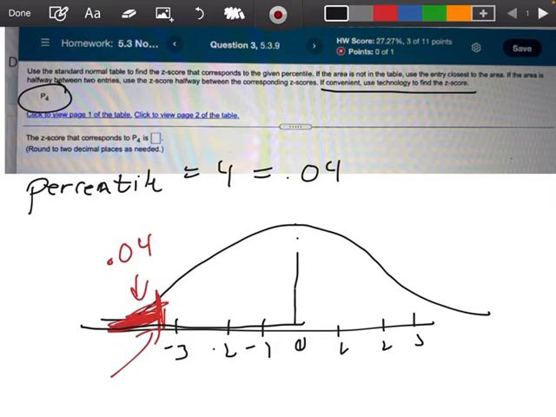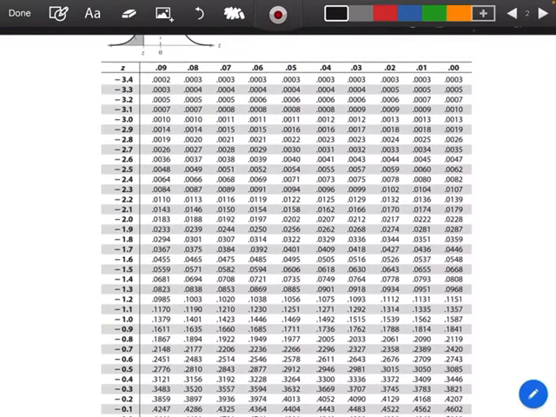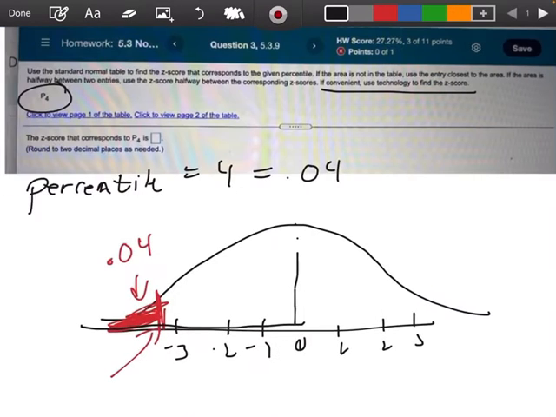So there's a couple of ways we can do it. One of them is we can use technology. The other one is we can use the table. So let me show you how I'm going to use the table first. I just pulled up the table, and I'm looking for the area to the left of the curve to be 0.04. So if I start looking over here, here we go. That's 0.0401. That's pretty close. So my z value would be -1.75, and that would be how I would do this using the table.